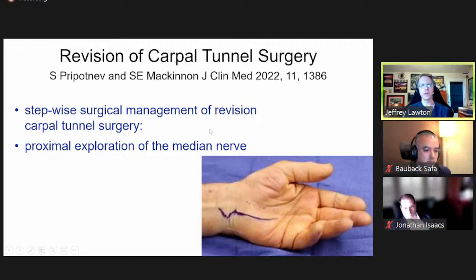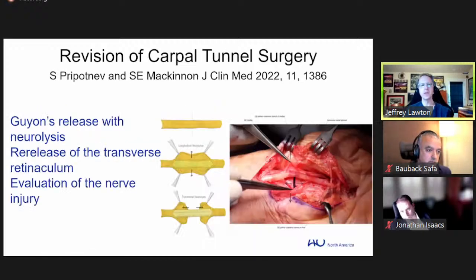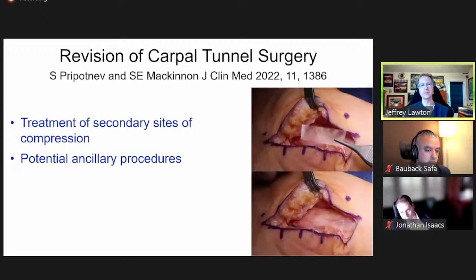So this is McKinnon's approach. Again, you can see palmaris longus here. So this is a pretty ulnar incision that you see really over Guyon's canal. They explore and decompress the median nerve from a proximal to distal direction, as well as the ulnar nerve in Guyon's canal. Re-release the transverse carpal ligament, as you see here, and then an epineurial release, either longitudinal or transverse, depending on the pattern, and then evaluation for nerve injury. If there's secondary sites of compression, those are decompressed, and then her go-to for an ancillary procedure is an implant such as this.